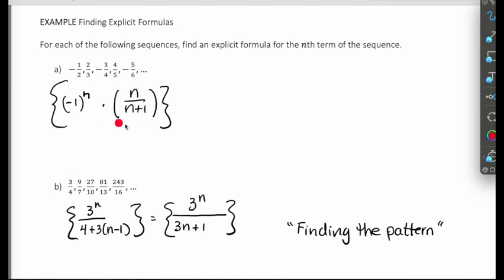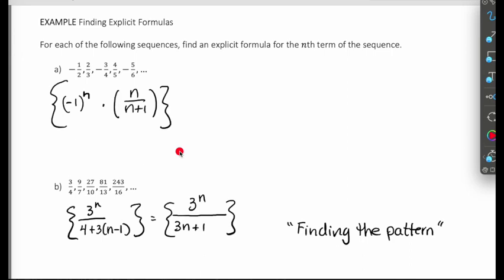Now, to find the rest of the pattern, I also noticed that on the top, I start with 1. It's just listing out the natural numbers, 1, 2, 3, 4, 5. So I'm going to make my numerator n. So as I plug in n is 1, I get 1 on top. When I plug in 2, I get 2 on top, etc. I also notice that the bottom is 1 more than the top. So I'm going to list my denominator as n plus 1. So now I have a potential formula, or a potential nth term, for my sequence.